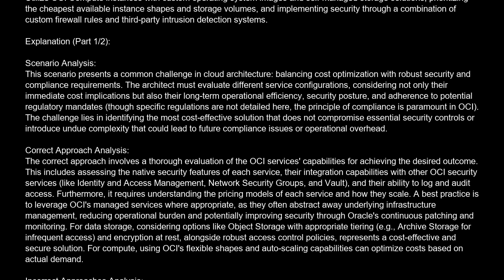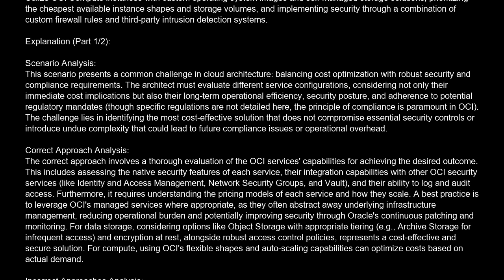This includes assessing the native security features of each service, their integration capabilities with other OCI security services, like identity and access management, network security groups, and Vault, and their ability to log and audit access. Furthermore, it requires understanding the pricing models of each service and how they scale.